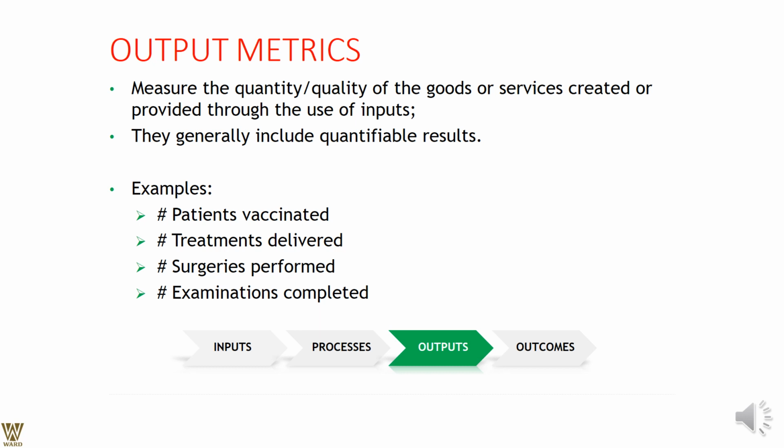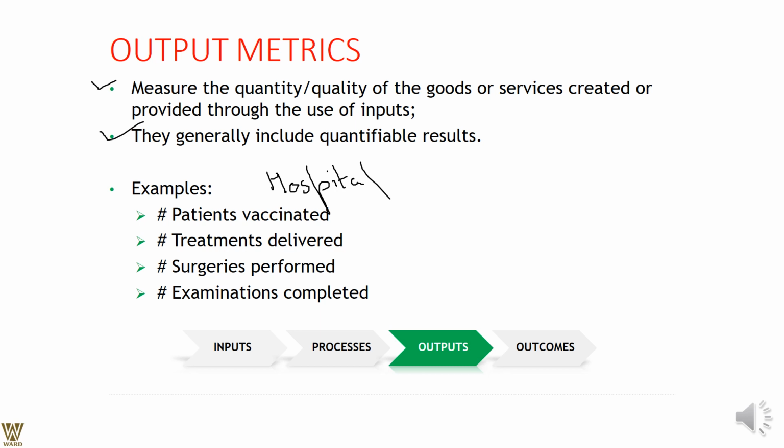Now we'll talk about the output metrics. This is what we are looking into. They measure the quantity and quality of the goods and services, and generally include quantifiable patient figures. Let me explain with the example of a hospital. It is the number of patients that have been taken care of or, let's say, vaccinated, the treatments that have been delivered, the surgeries that have been performed, and the examinations that have been completed. It is the OPD, the outpatient department, that we are looking into.